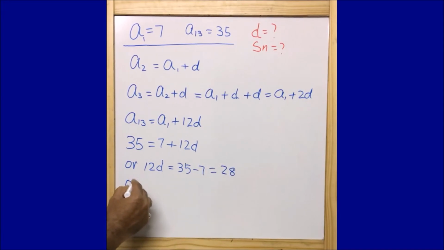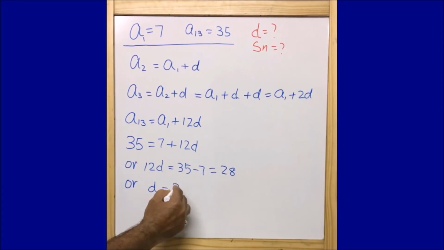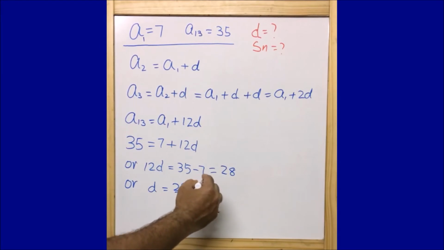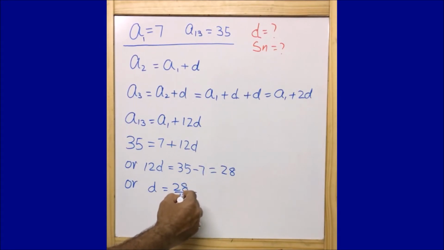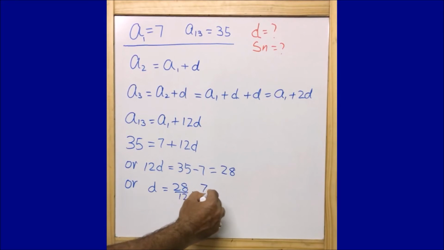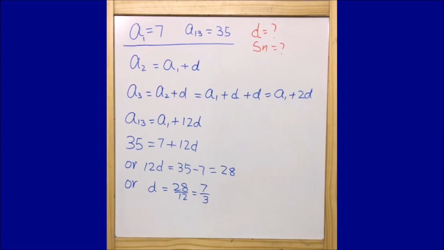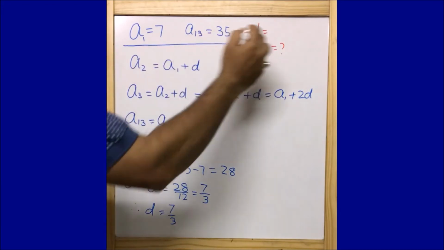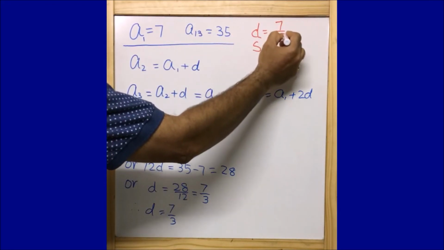Or D is equal to 28 by 12. 4 3s are 12, 4 7s are 28, so that is 7 by 3. So guys, therefore we are able to find the value of D as 7 by 3. This is one part of the question. So I can now write D as 7 by 3. This is what we found here.